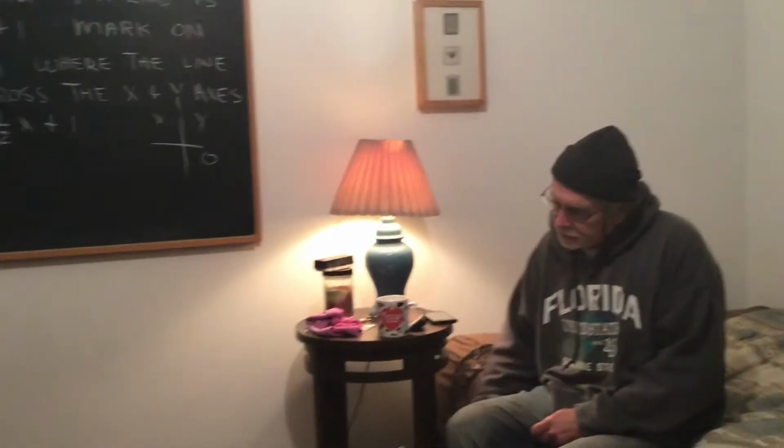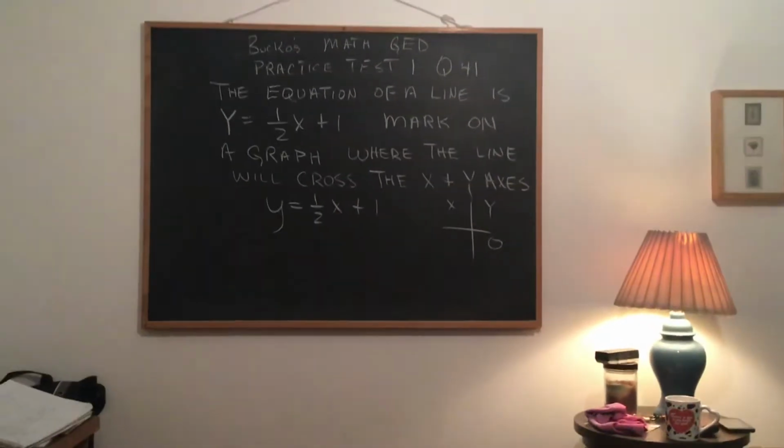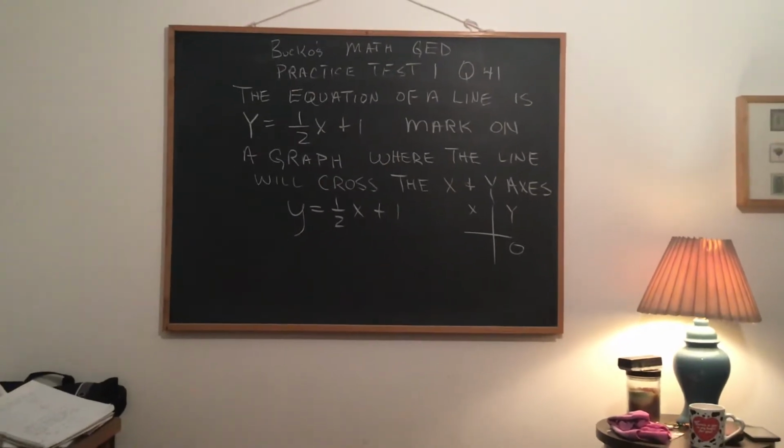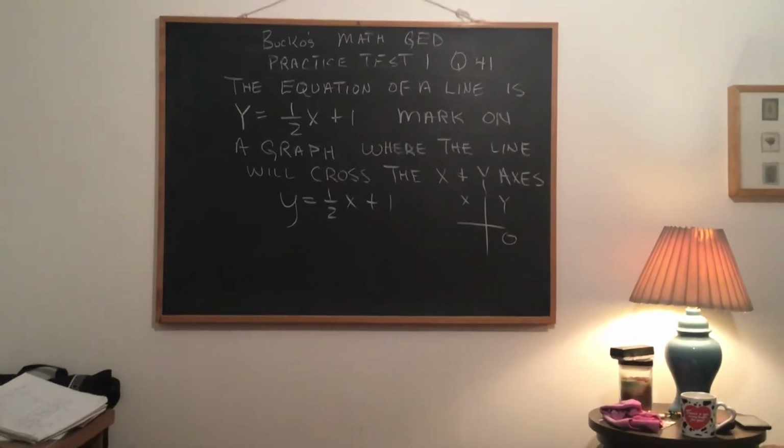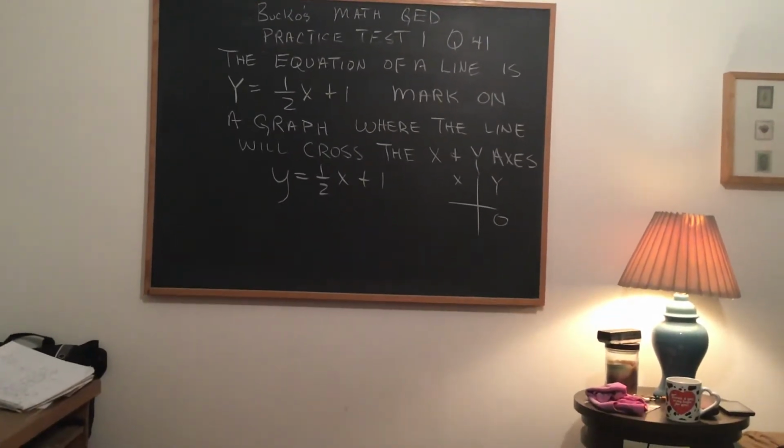We are doing a slope problem here. We're trying to find the x and the y intercepts, where the line crosses the x axis, and where it crosses the y axis.